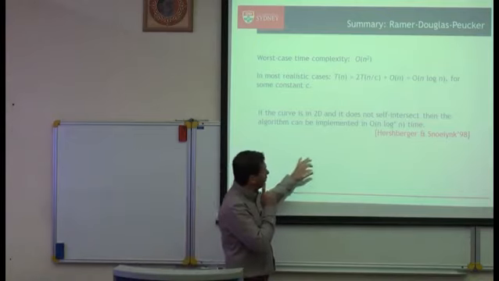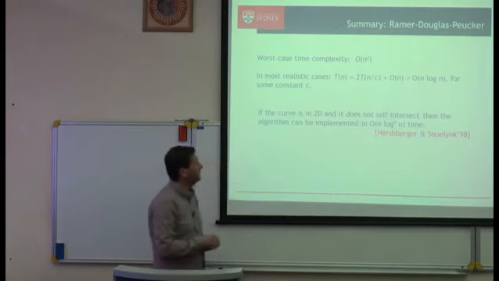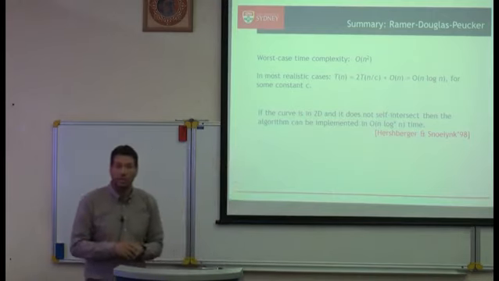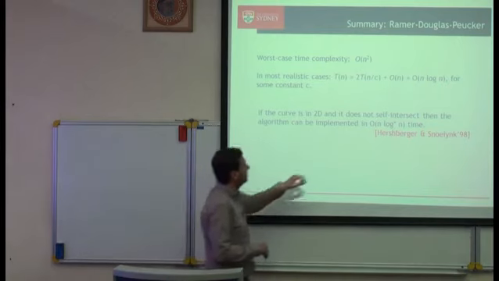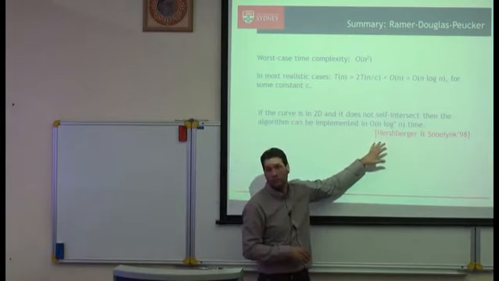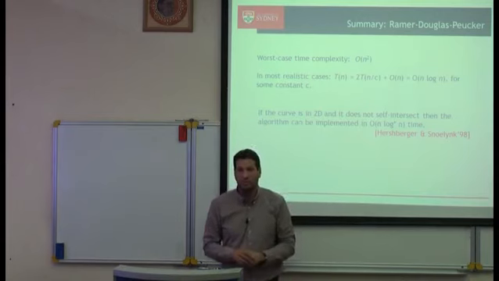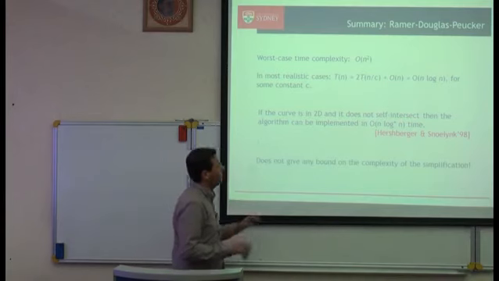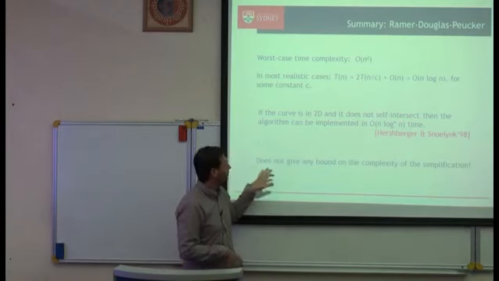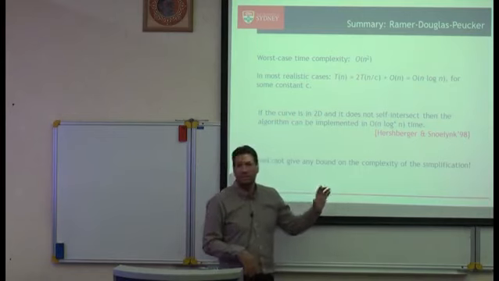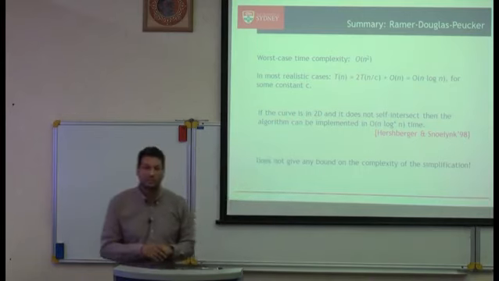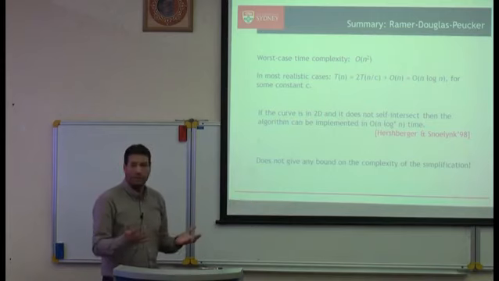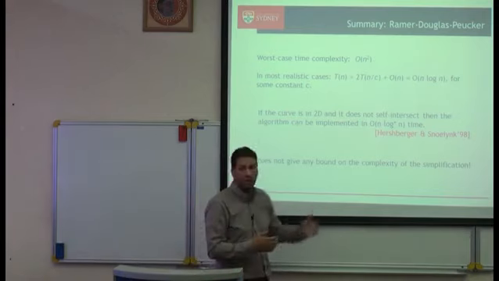There is a very nice result by Hershberger and Snoeyink from 1998 that says that if the curves are in 2D and they do not self-intersect, then you can actually do it in n log star n, which is quite impressive, I think. Okay. So this works very well in practice. However, we do not have any bound on the complexity of the simplification. Right? It could be that the output is almost as big as the input. Right? We cannot really bound how good it is.